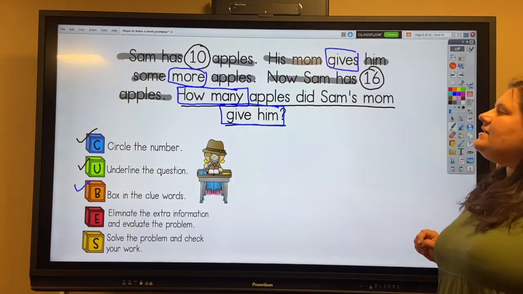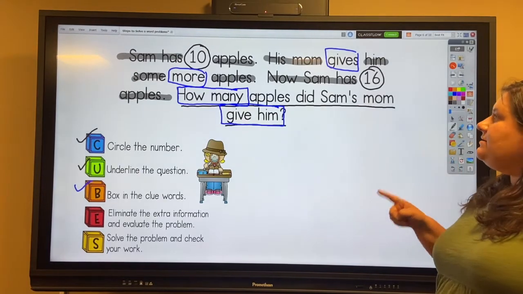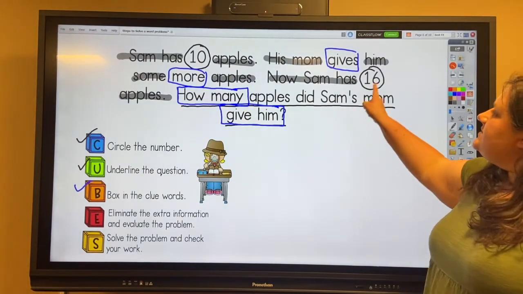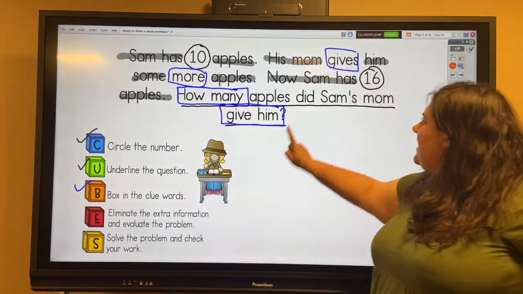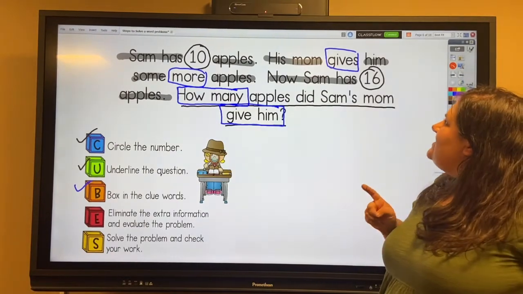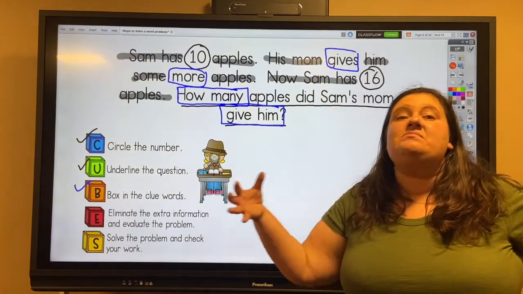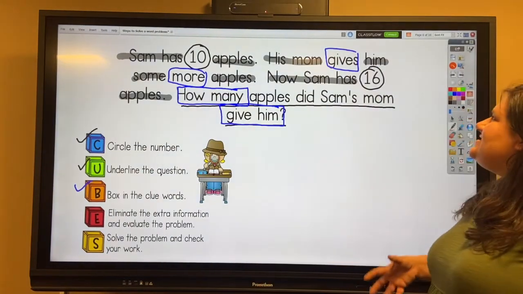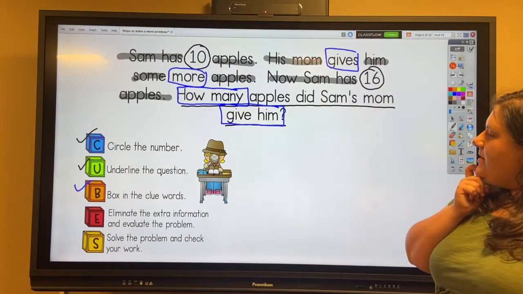So it says Sam has 10 apples. His mom gives him some more apples. 16, so now he has 16 total apples. How many apples did Sam's mom give him? Well, looking at the gives and the more, that means Sam was handed some more apples. So now he has a total of 16. So 16 is gonna be my biggest number.